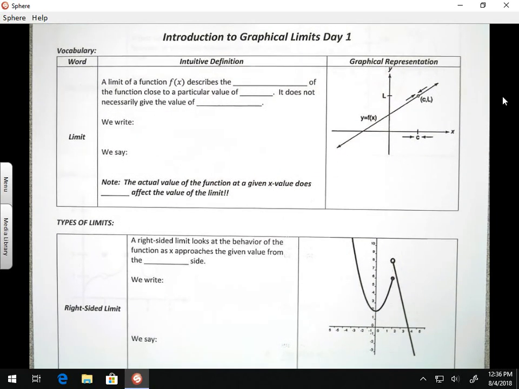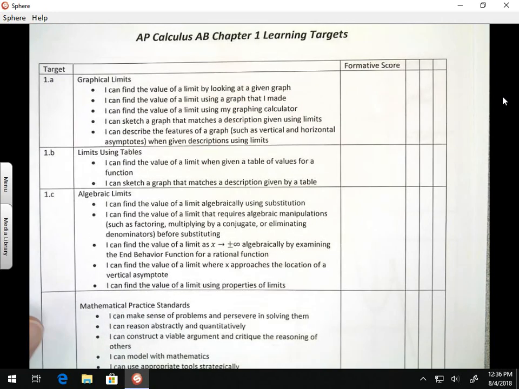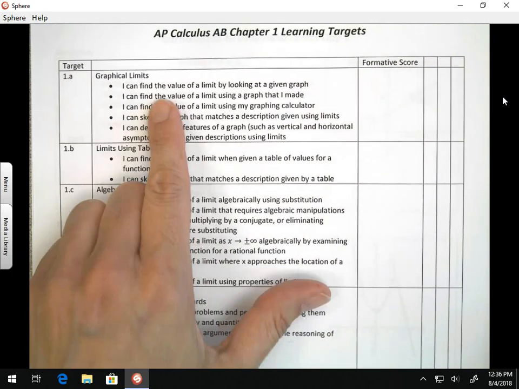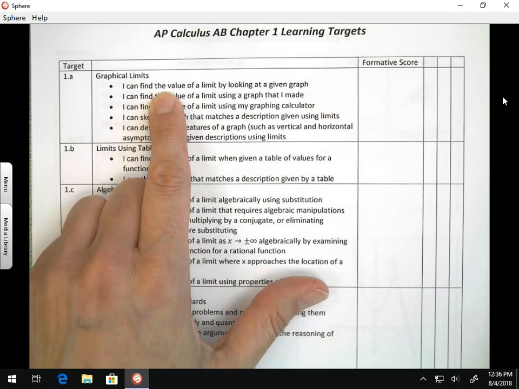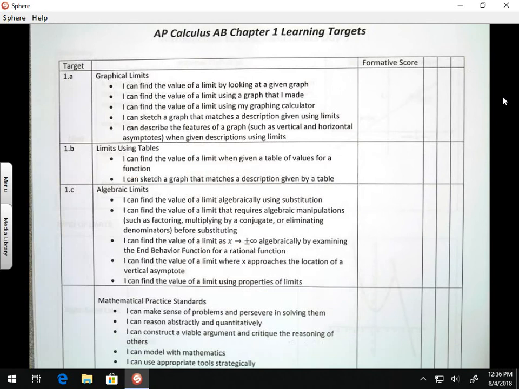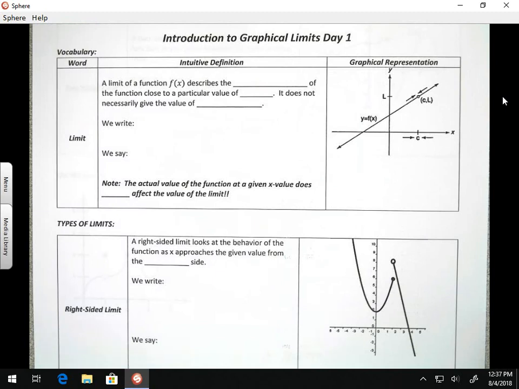Before we jump in, in terms of our learning targets, which you have in your packet, I just want to point out what we're going to be focusing on today is being able to find the value of a limit by looking at a given graph. So hopefully by the end of this video, if I give you a graph and ask you for the value of a limit, you should be able to find that using the graph. I think it's always good to have in mind what we need to be able to do by the end of the video.